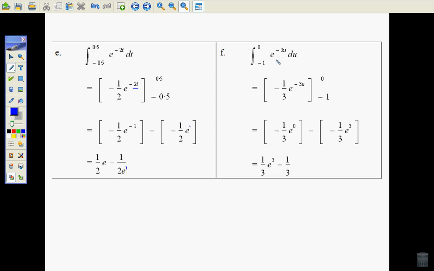And the last one here, e to the power of minus 3u, between minus 1 and 0. Again, the integral would be minus 1 over the a value, which is minus 3, e to the power of minus 3u. Put 0 in, that's going to be 1. So that's where we get the minus 1/3 from in that part. Then plus 1/3 e to the 3, because put minus 1 in, that's going to give you a positive 3. Once you've done that, the negative times the negative gives you the positive out the front. So just taking a lot of care with the signs, a lot of care with the indices, and hopefully we're able to get the right answer.